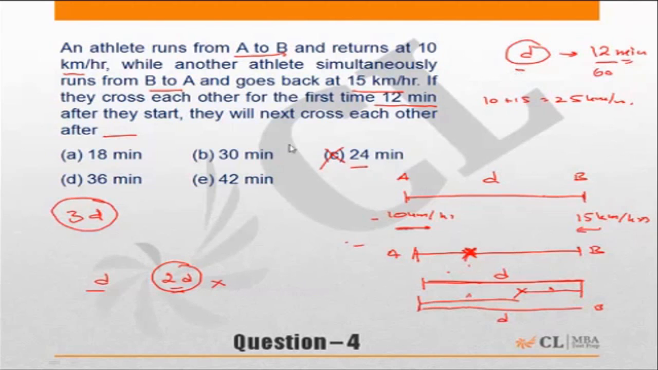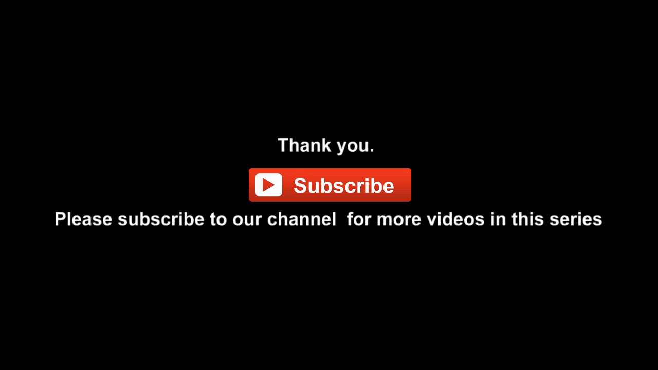So to cover the distance of D, they are taking 12 minutes. So to cumulatively cover the distance of 3D, they will take 12 into 3, 36 minutes. So the correct answer has to be choice D, 36 minutes.